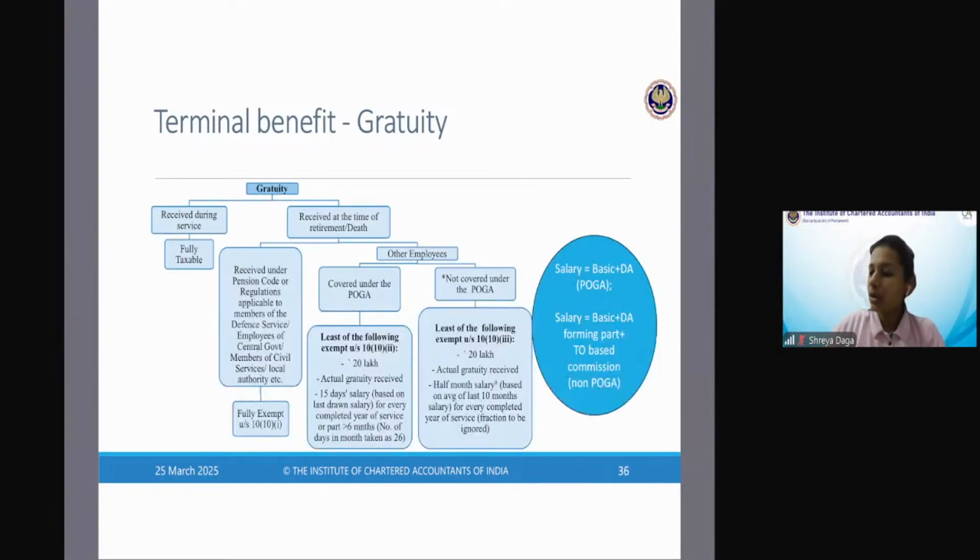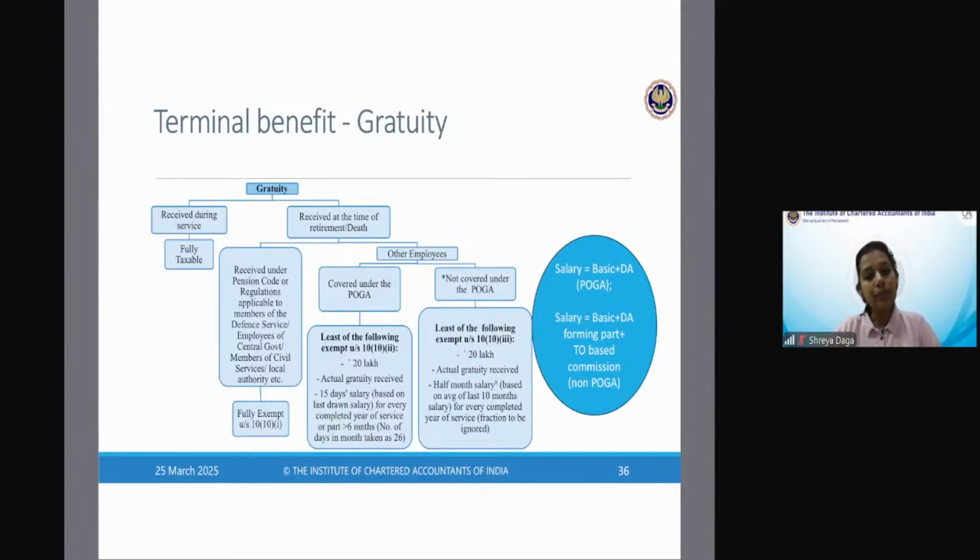We did that if gratuity is received during the course of service, it is fully taxable. There is no special provision for something which you are receiving even before retirement. Okay. The benefit is for something you are receiving after retirement or death, because they are cognizant of the fact that your regular source of income has stopped. And at that time, they cannot penalize you with too much of taxes. Okay. So at that time, if it is for a government employee, it is fully exempt.